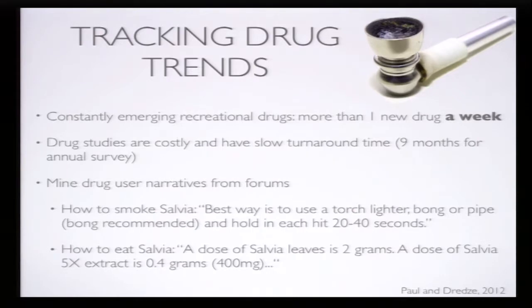The problem is that learning anything about these new drugs is really hard because the normal way we do this is we do clinical studies or we ask people. Both of those are really slow and time consuming, and therefore it takes a long time to ramp up to those efforts. However, people talk about these drugs online. This is forum data, and people say really explicit, detailed things about using these drugs. So here's some examples, like how do you smoke salvia? The best way is to use a torch lighter, bong, or pipe. Bong recommended. That's not my recommendation. That's their recommendation. Okay. And hold it in each hit for 20 to 40 seconds.